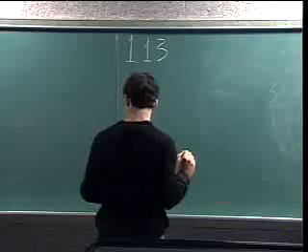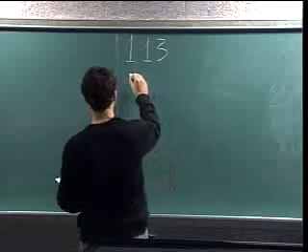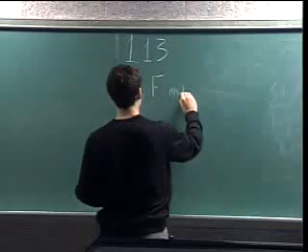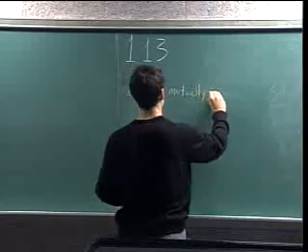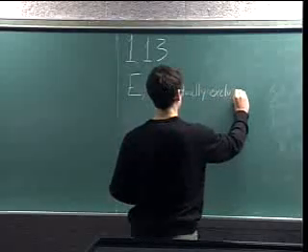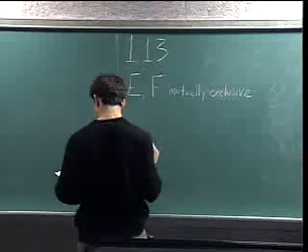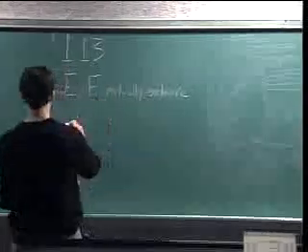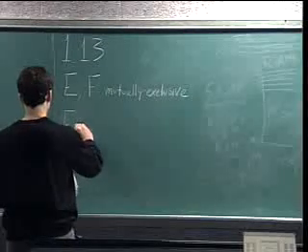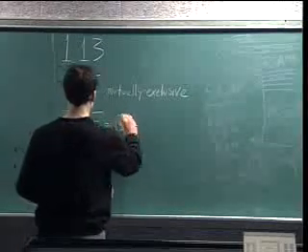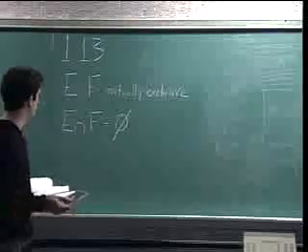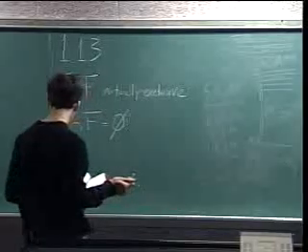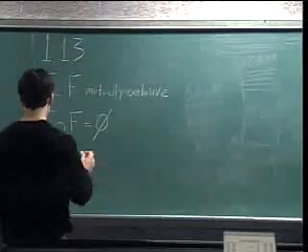Problem 113. Okay, so let E and F be mutually exclusive events in the sample space of an experiment. What does this mean? This literally means that the intersection of the two events is just the null set. And now suppose that the experiment is repeated until either event E or event F occurs.